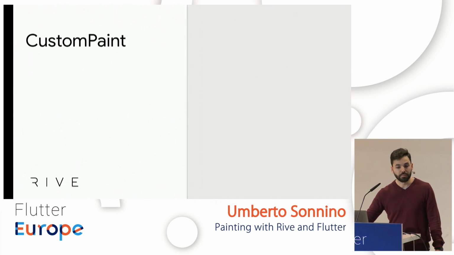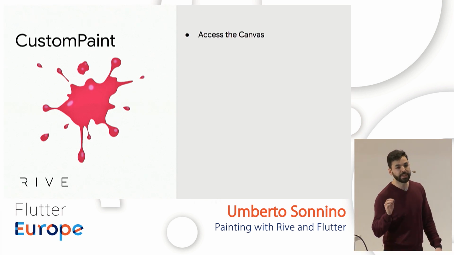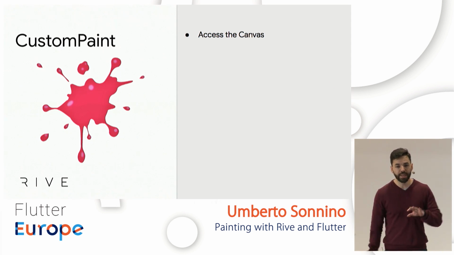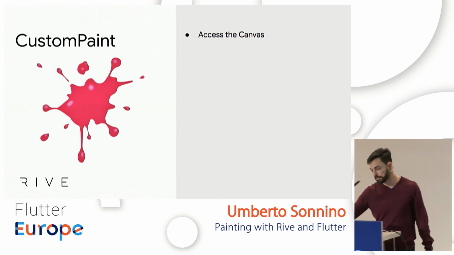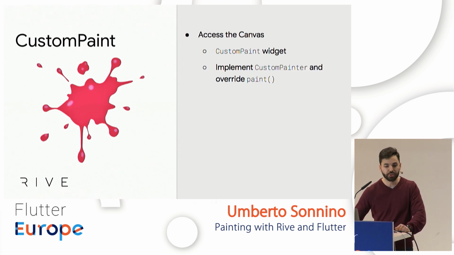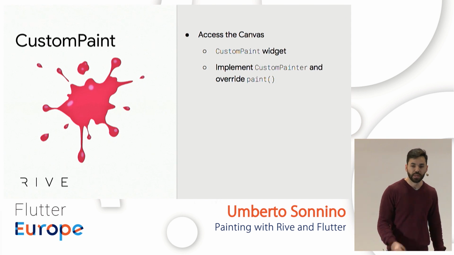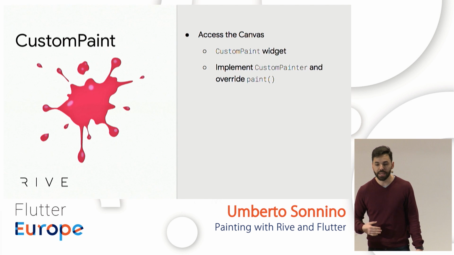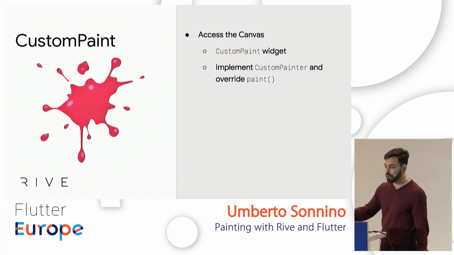So let's take a look at CustomPaint. CustomPaint is a widget, and the idea, as we saw in the painting phase, is to access the canvas. If we can get access to the canvas, then we can perform drawing operations. And how does CustomPaint do that? Well, it's a widget, so you can put it in your tree. But then, as a parameter, you can give it a custom painter. Custom painter is an interface that you can implement with a class, and you can override the paint method to be able to access the canvas and perform your drawing operations.